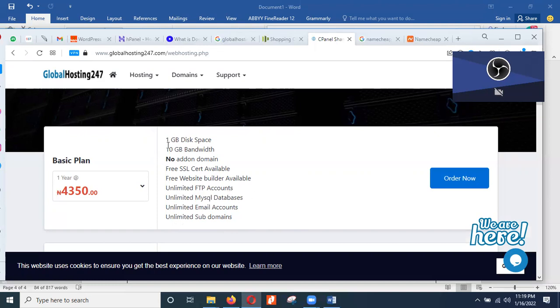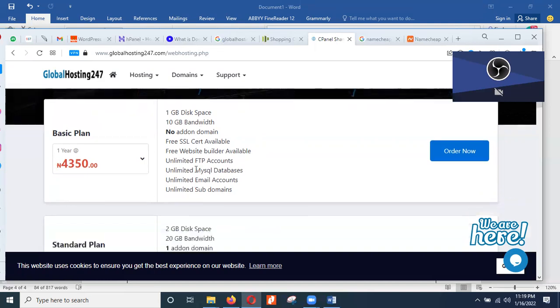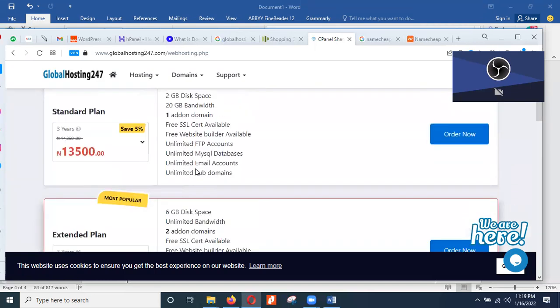Now, when you buy this plan, you only get 1 gig of disk space. That means you cannot have materials bigger than 1 gig on that website. And you only have 10 gigabytes of bandwidth. And this bandwidth determines the speed of your website. So this is the basic plan.